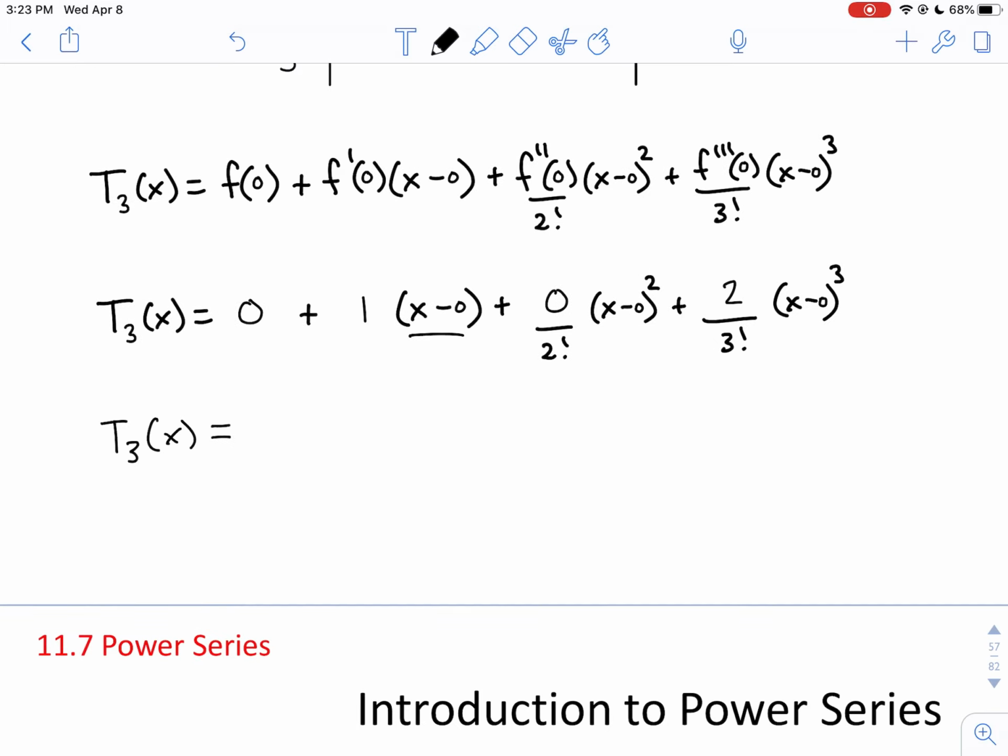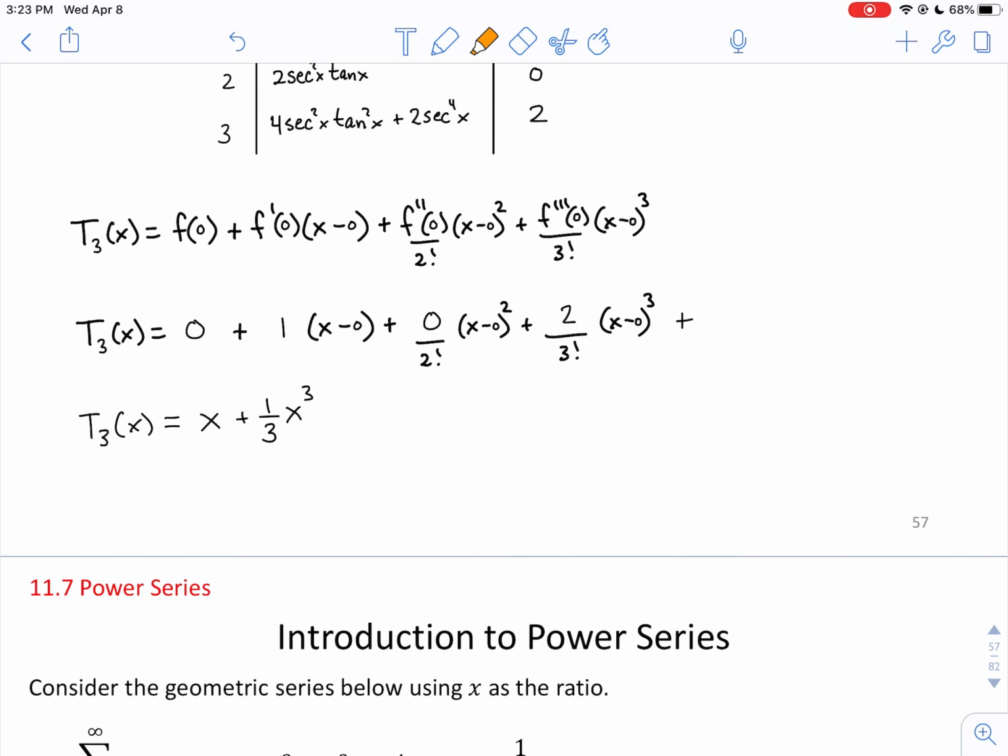0's gone. X minus 0 is just x times a 1. So we just get x in front of here. This whole term zeroes out because of that 0. And the final term, 2 over 3 factorial. 3 factorial is 6. 2 over 6, so this is just a third. And then we have an x cubed. And there's our third degree Taylor polynomial for this function.